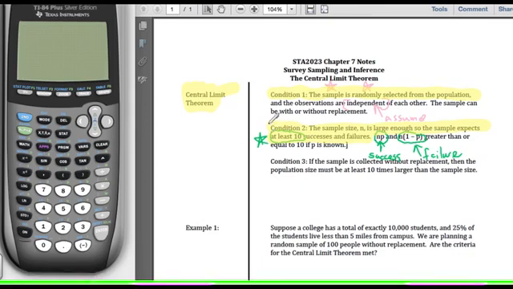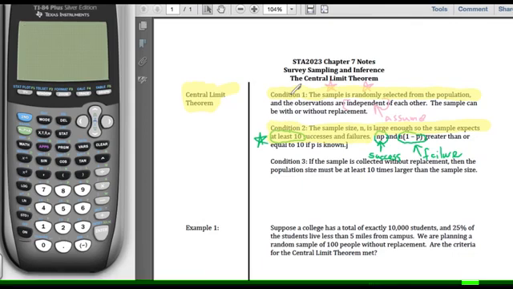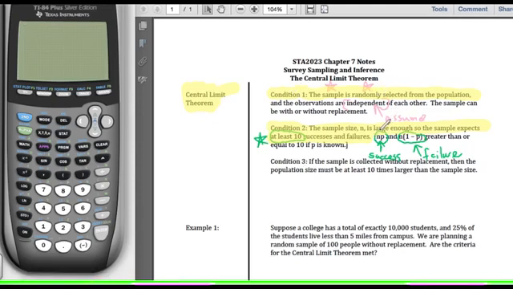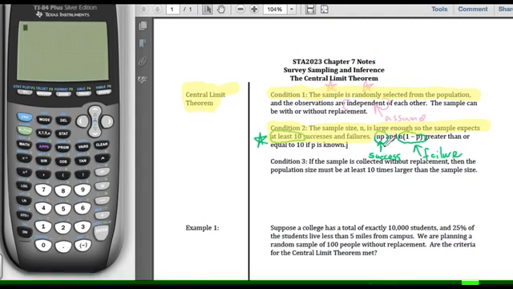That's another thing I'm going to ask you to check. When I ask you to check the central limit theorem or to check the normality criteria, I want you to make sure that it's a random sample and then you have at least 10 successes and 10 failures. And note how many successes and how many failures you have.